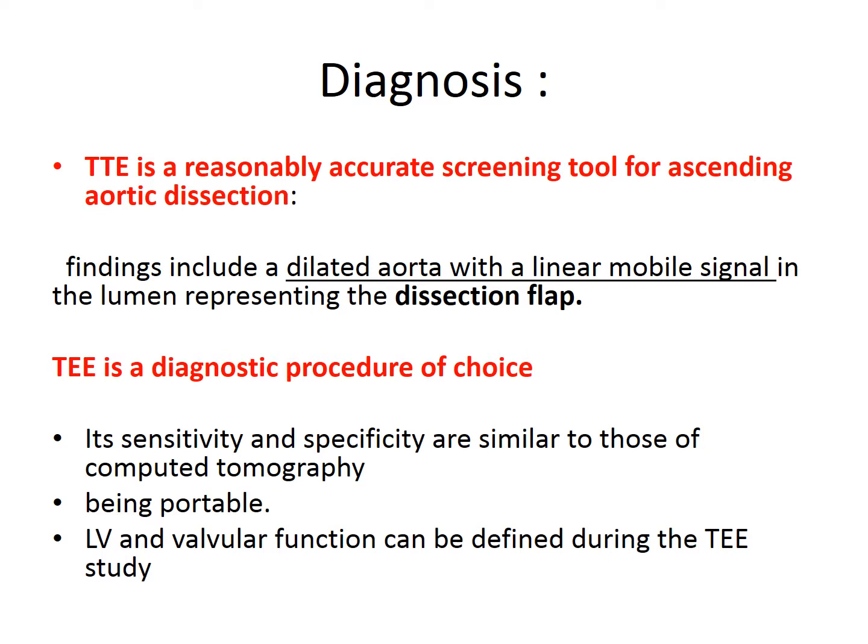Echocardiography is one of the most important diagnostic tools. It is readily available in most hospitals, non-invasive, and quick to perform, and allows a full bedside examination. Transthoracic echocardiography is a reasonably accurate screening tool for ascending aortic dissection, type A dissection. Findings include a dilated aorta with a linear mobile signal in the lumen representing the dissection flap.